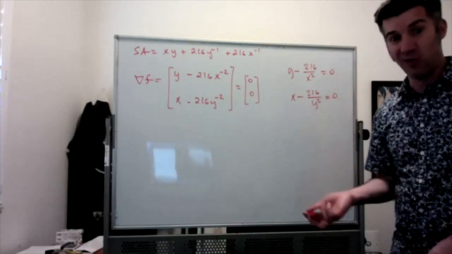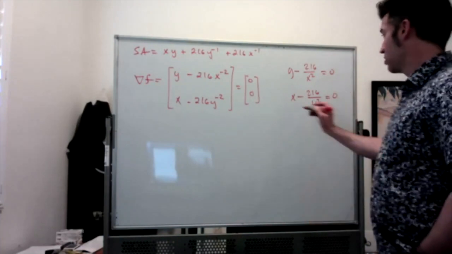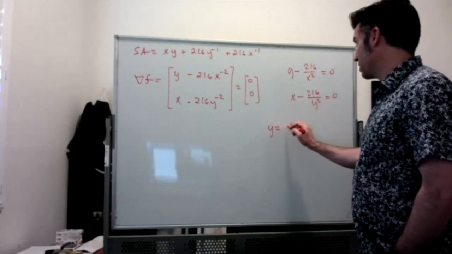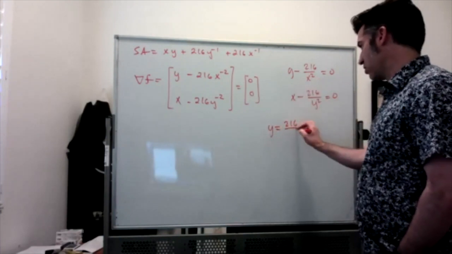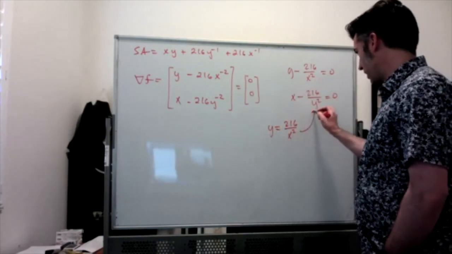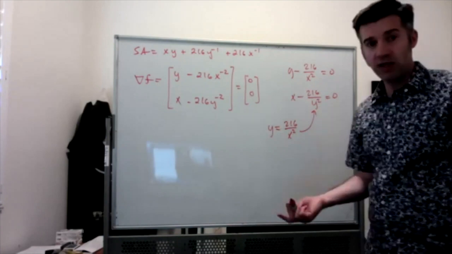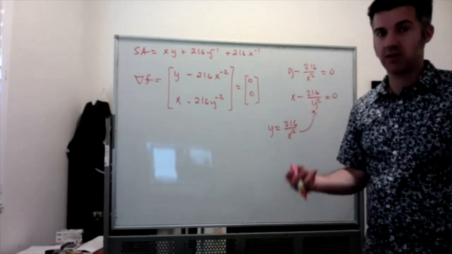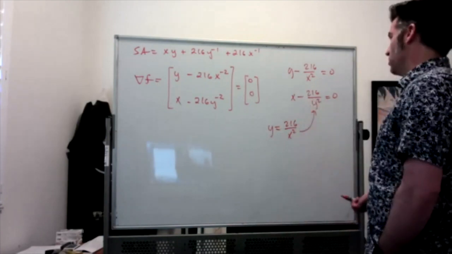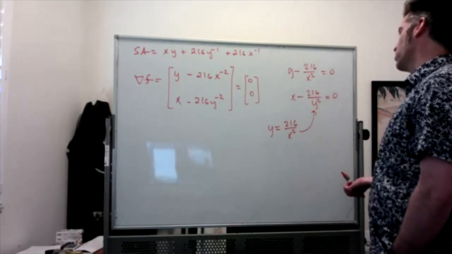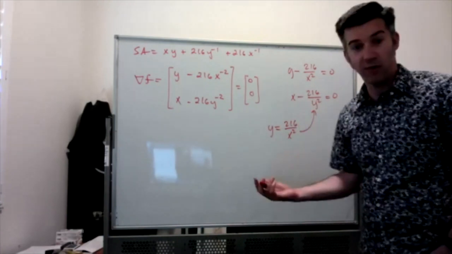Here's what I really don't want to do. I don't want to write y equals 216 over x squared and then plug that in here. We totally could, and it would totally work, and it's totally unfun to do. Fine, I'll write it out and you'll see.